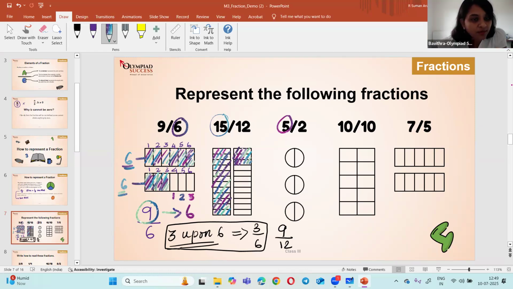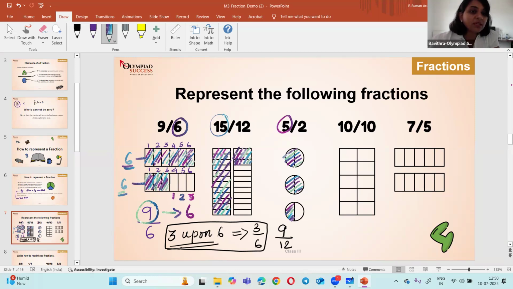I have only 2 parts here, right? So what do I do here? I shade the full 2 parts here. And then another full one there. And then what do I do in the next one? Only 1. Cut 1. Great. So now we have 5 by 2.